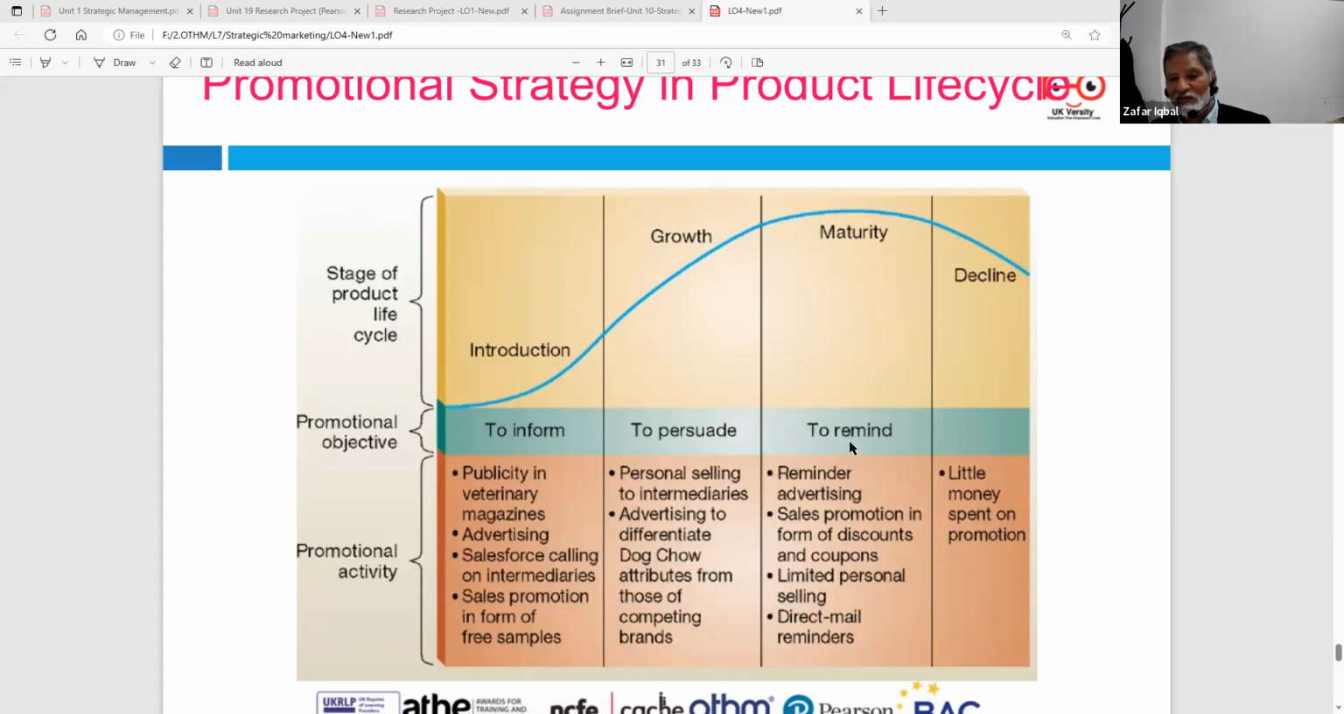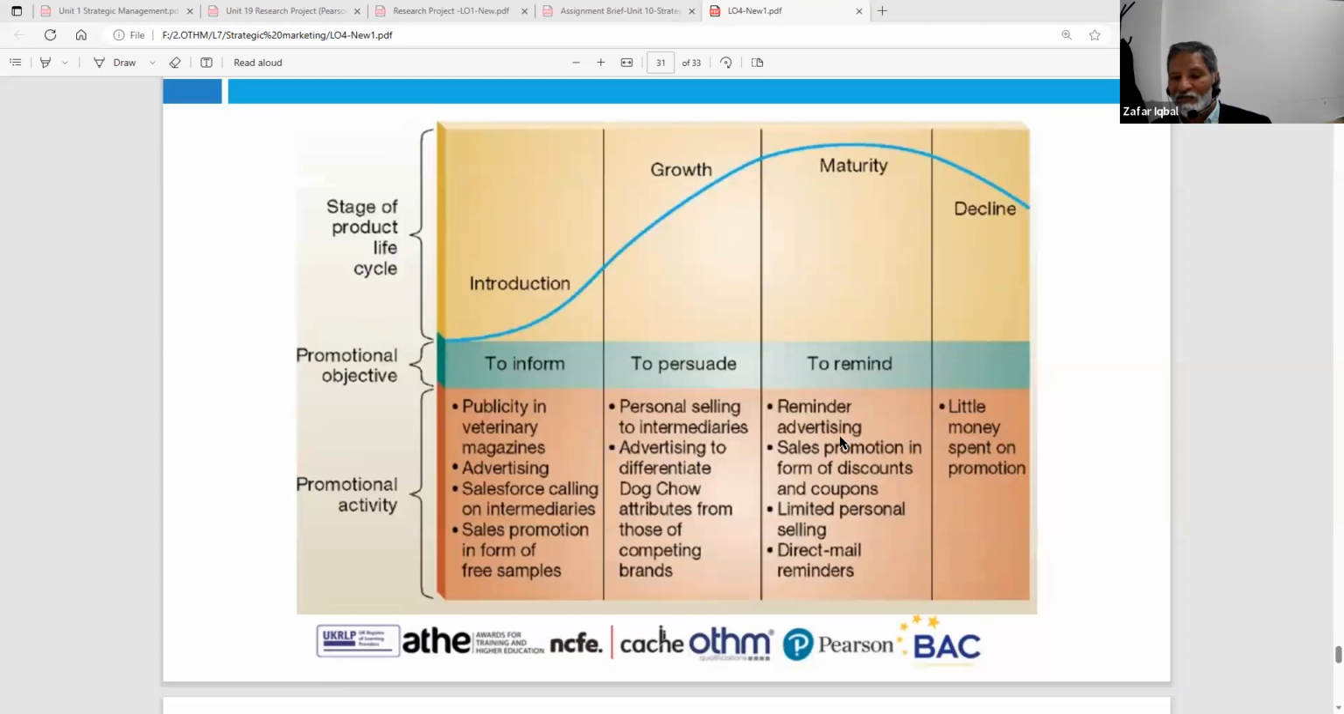The organization uses different tactics, for example personal selling, or reminder advertising, to make sure that the product is being looked at by the public, so they are aware of it and the product is still in their mind. They want to make sure that revenue keeps coming in, but people are buying it slowly. So it's to reinforce.